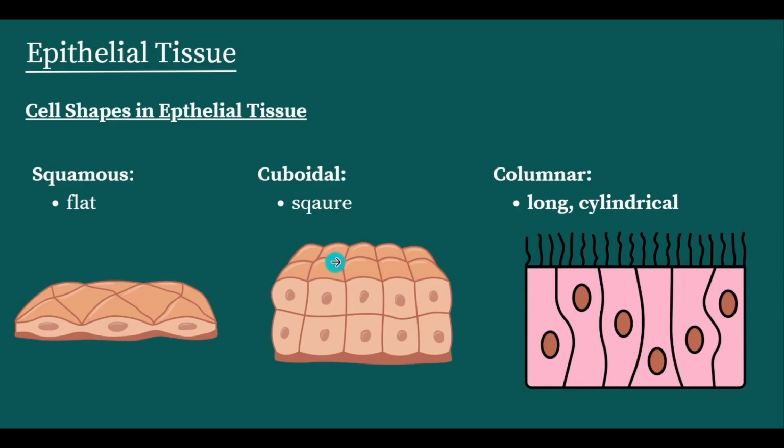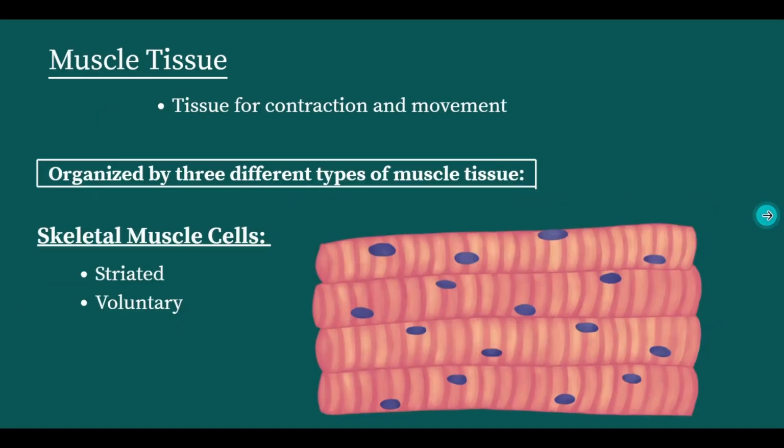And then the same thing goes for a cuboidal. They could be square, but they could be in all kinds of different combinations of layers. And then we have also the columnar, which is a long cylindrical cell, but it could be in multiple layers as well. So that was pretty simple and easy, right?